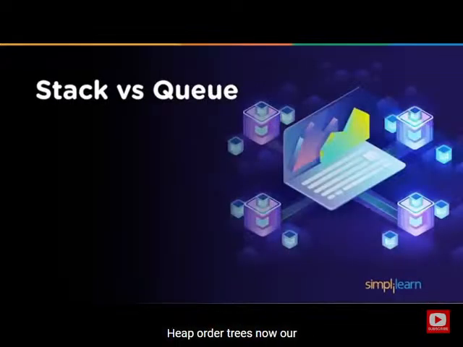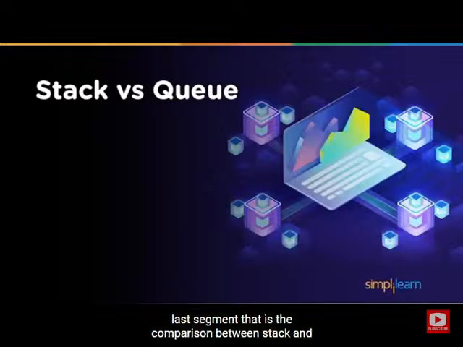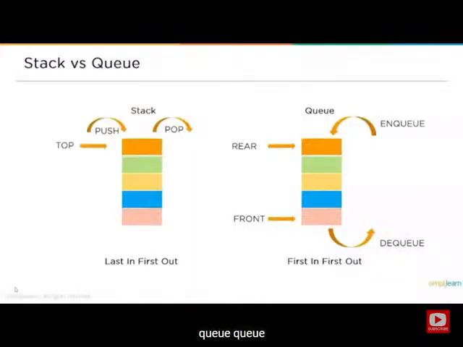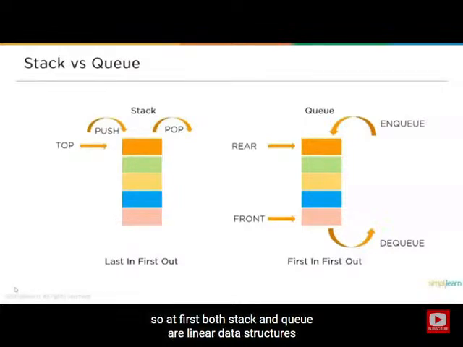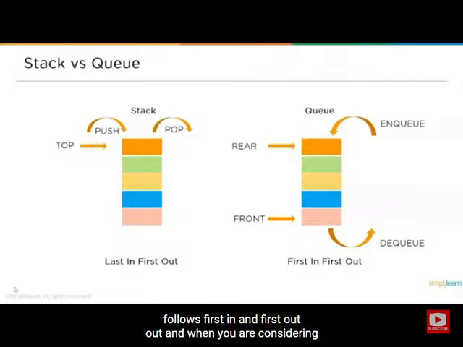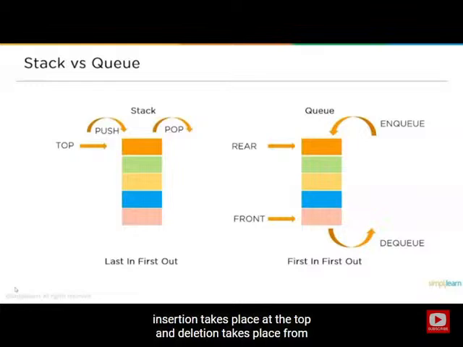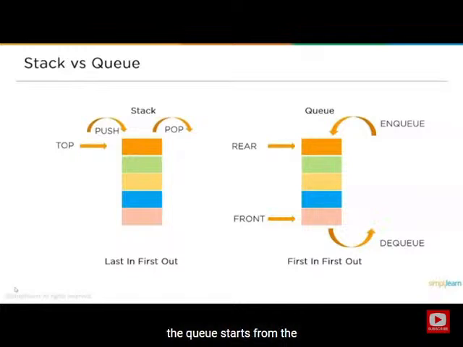Now, our last segment, that is the comparison between stack and queue. At first, both stack and queue are linear data structures, and stack follows last in, first out, whereas queue follows first in, first out. When you're considering stack, the insertion takes place at the top and deletion takes place from the top as well. Whereas in a queue, the insertion starts from the rear, but deletion of the element starts from the front.